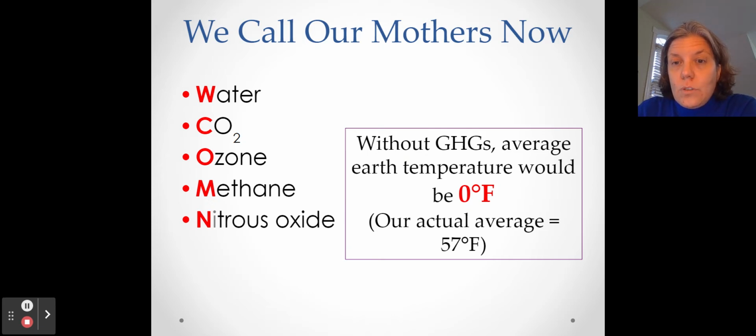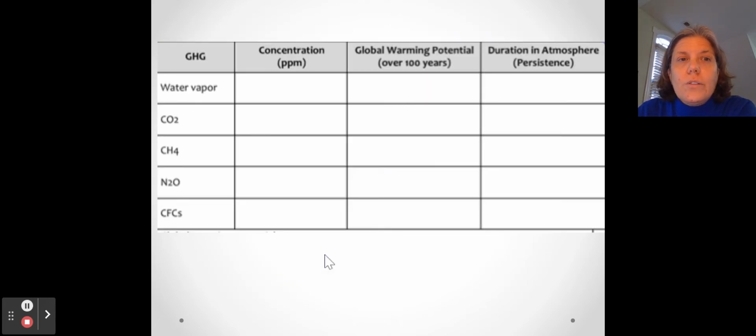By itself, it's good. Our actual average temperature on the Earth is 57 degrees Fahrenheit, if you average winter and summer and all those things together. Without these gases, we would be freezing. We could not live here. Okay, so what is the proportion of greenhouse gases in the atmosphere right now? And what is the potential for them to participate in warming? Like, how good are they at trapping heat and warming the Earth?